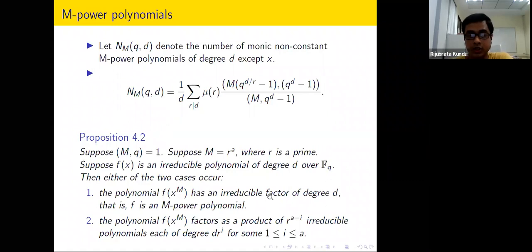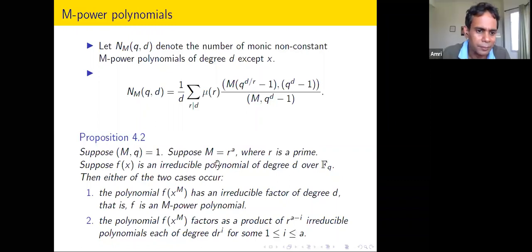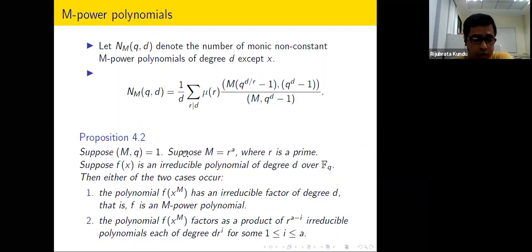So I get back to this proposition once again. What this proposition says is that what we need to understand the m-th power polynomials is how this polynomial factorizes and what are the possible degrees that can come as factors. So here are the two possibilities that can occur. The polynomial f(x) power m has an irreducible factor of degree d, which means by definition it's an m-power polynomial. And number two, if that does not happen, then f(x) power m factors as a product of a certain number of irreducible polynomials, each of the same degree, and that degree is given by d into r to the power i for some i from 1 to a.